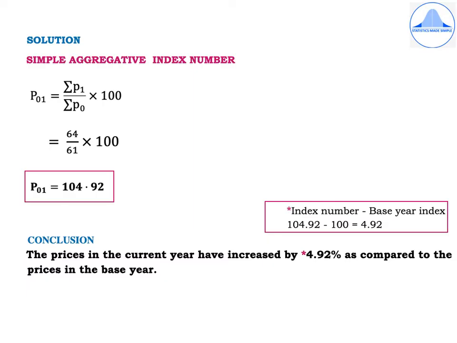So now write the conclusion. The prices in the current year have increased by 4.92% as compared to the prices in the base year.